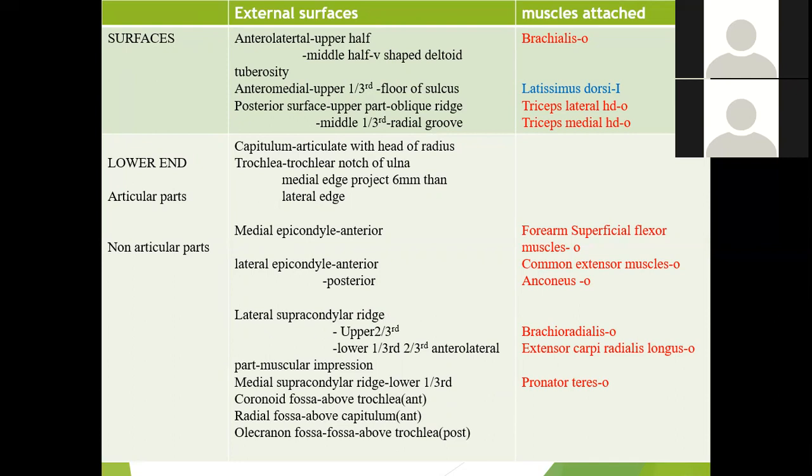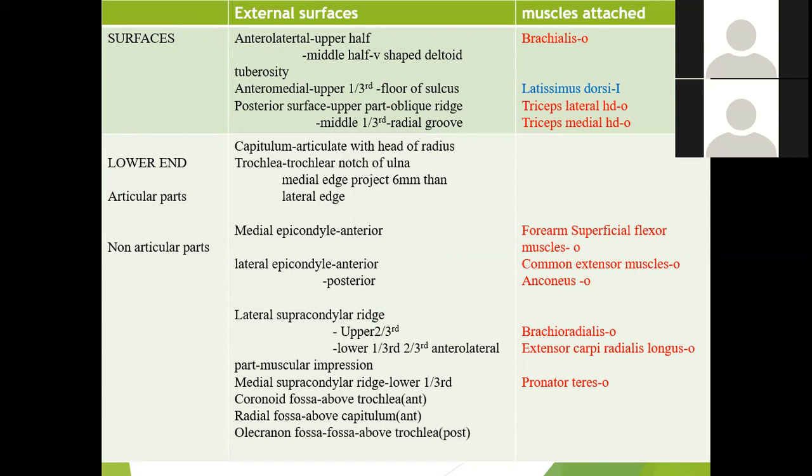Both these surfaces give origin for a muscle called brachialis. We have already seen the upper part, where all those muscles are inserted. Now we are coming for the first muscle which is originated. It is originated in the lower half. The anterolateral and anteromedial parts give origin for the brachialis. Next is the floor of the sulcus. In the previous tabular column we saw the lateral lip and medial lip. Pectoralis major is inserted on the lateral lip, teres major is inserted on the medial lip, and in the floor we can see latissimus dorsi is inserted.